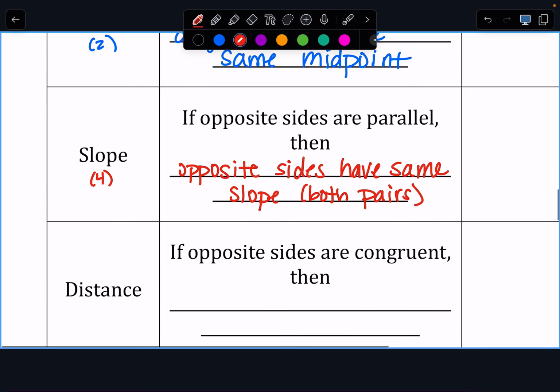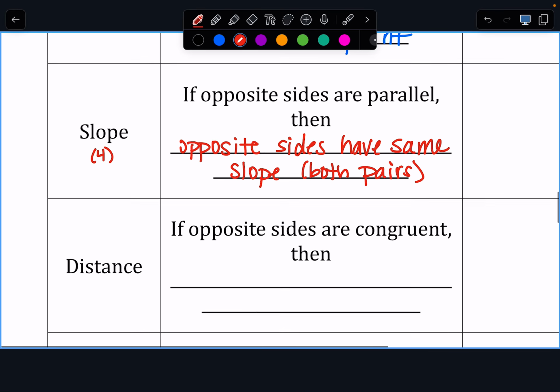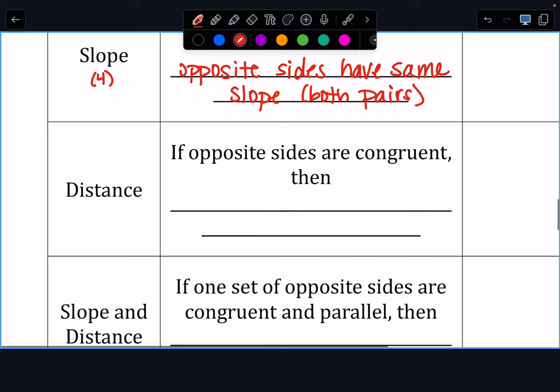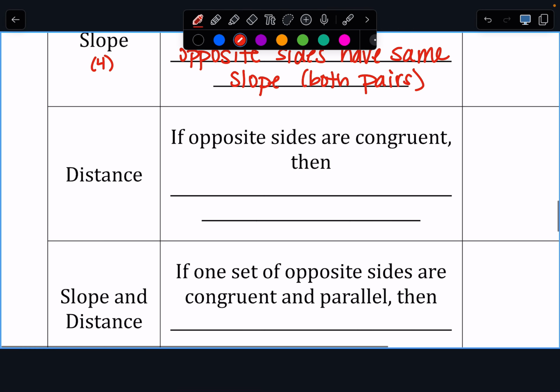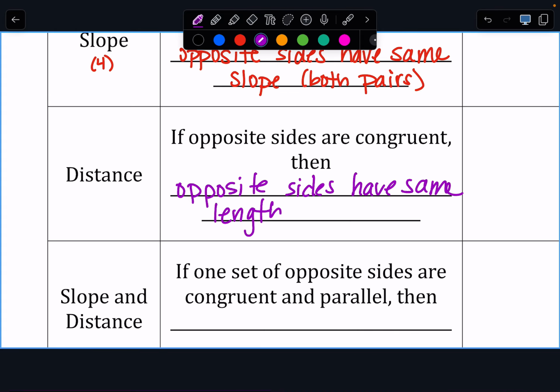Now we also have the property that if both sets of opposite sides are congruent, we would have a parallelogram. So if opposite sides are congruent, then we know that opposite sides would have the same length. Which means we would check the distance for all 4 sides to figure out, are both sets of opposite sides congruent? Are they the same length?